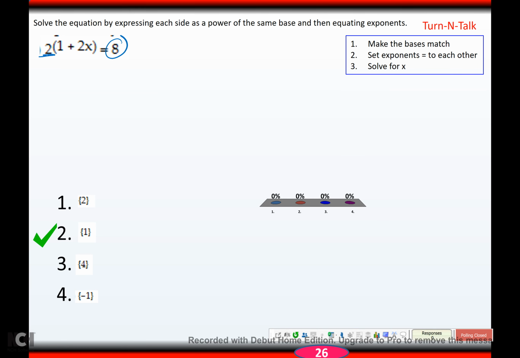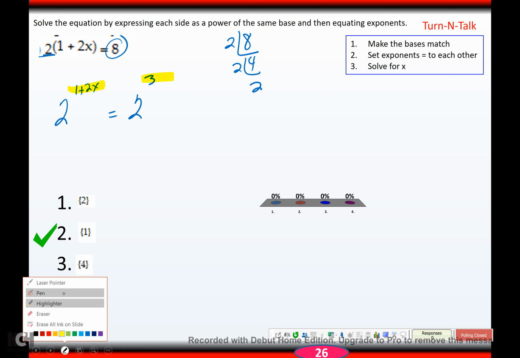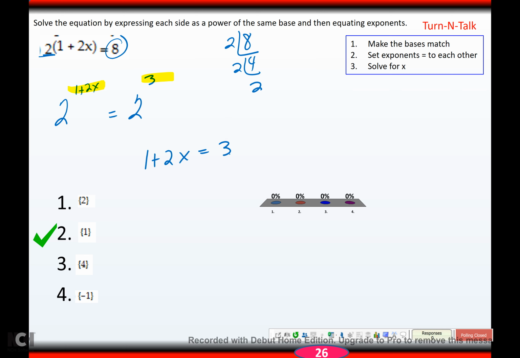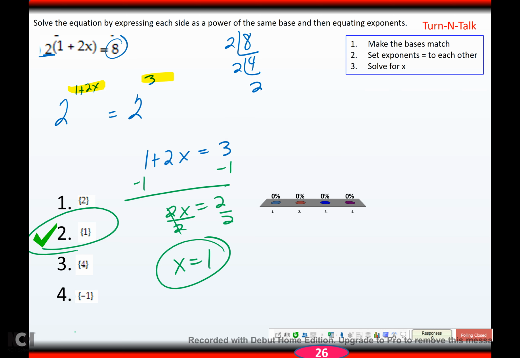I need to break 8 down by 2s. So by 2 is 4, by 2 is 2. So I have 2 to the 1 plus 2x equals 2 to the third. These match, so now my exponents have to be equivalent. So if I set that equation up, 1 plus 2x equals 3. And I solve it for x: minus 1, 2x equals 2, divide by 2, x equals 1.